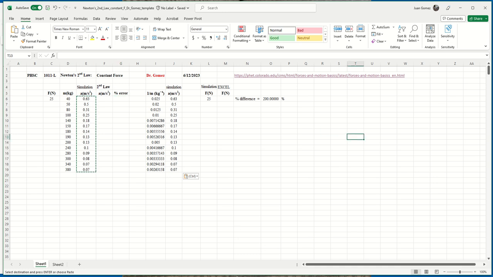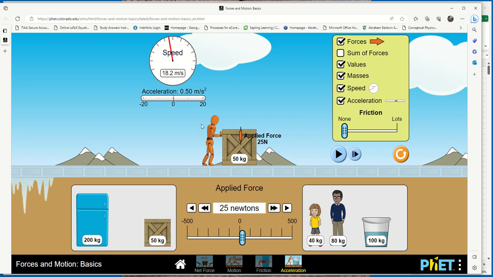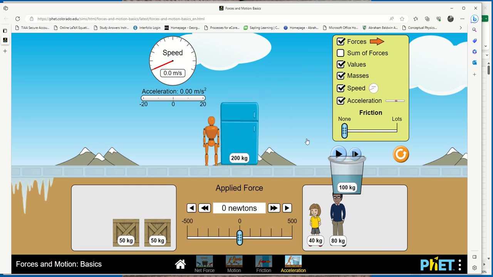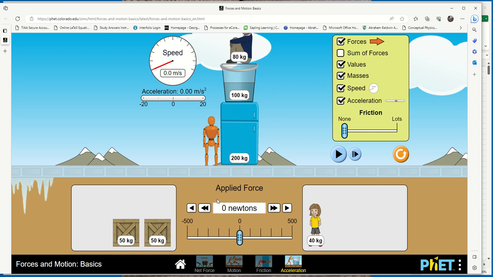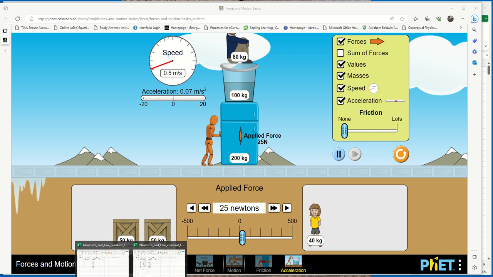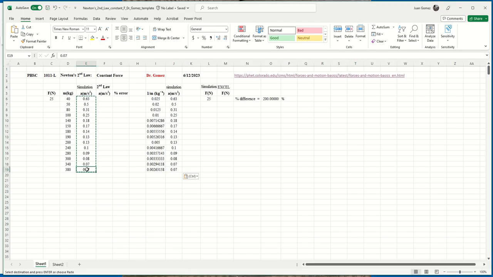So right now you should all be able to go to the simulation and get your values of acceleration for all the different masses. For example, to get 380, the last one, there's 200, 300, the man weighs 80, but now remember the force went back to 0, just go up to 25. Oops. And then you got to start it. And see the simulation saying that the acceleration is 0.07 meters per second squared. That's where I got that value.